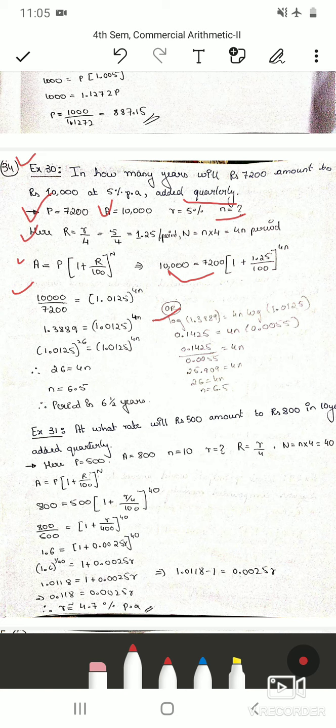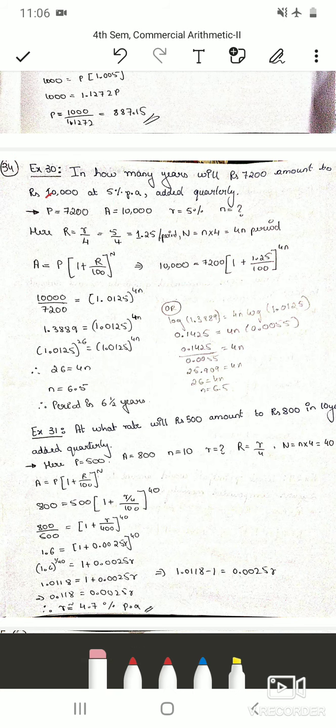So using the logarithm table, find the values. So you will get 4n as 26. In both the cases you can see we get 4n as 26. Therefore 26 by 4 is equal to n, which is 6.5. Therefore the period is 6.5 years.